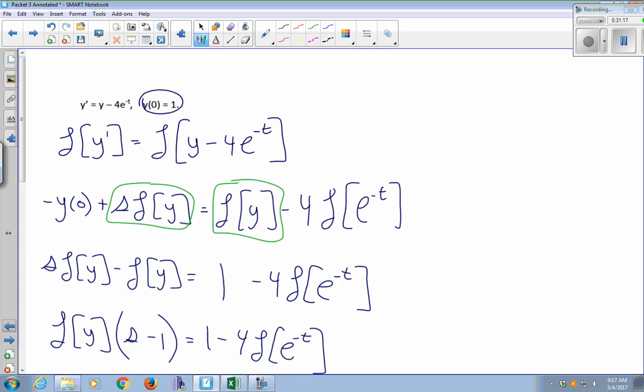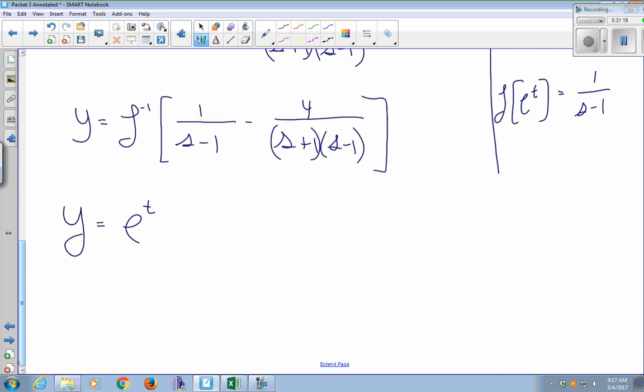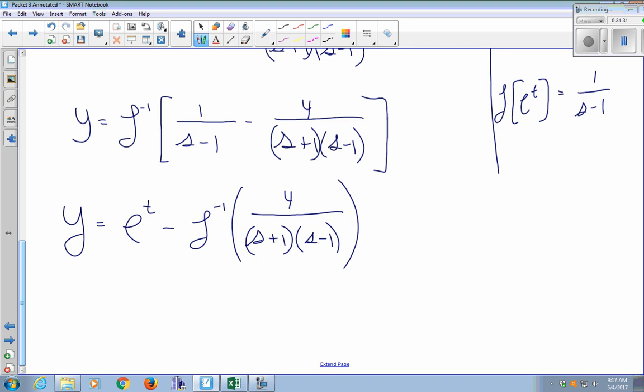So before I do that, I'm just going to write down where we're at. This is minus the inverse Laplace of 4 over (s plus 1)(s minus 1), so I'm not lost when we come back after we break that apart. So I took the inverse Laplace of 1 over s minus 1, got it. Now I'm going to do the inverse Laplace of 4 over (s plus 1)(s minus 1). So I'm going to break that up into two fractions so that I can use the only rule that we know.